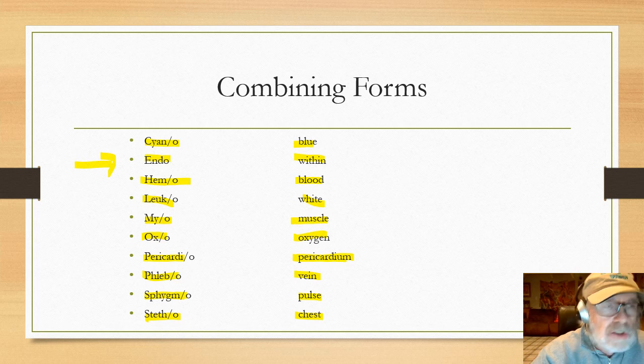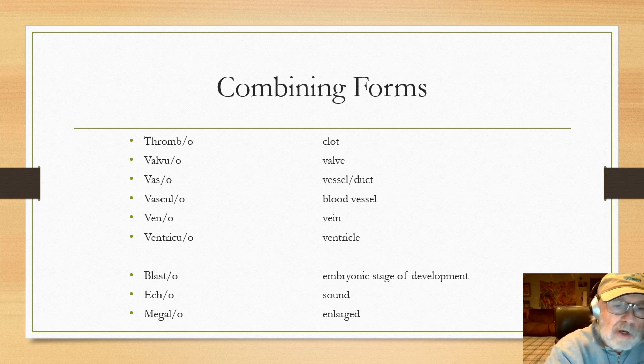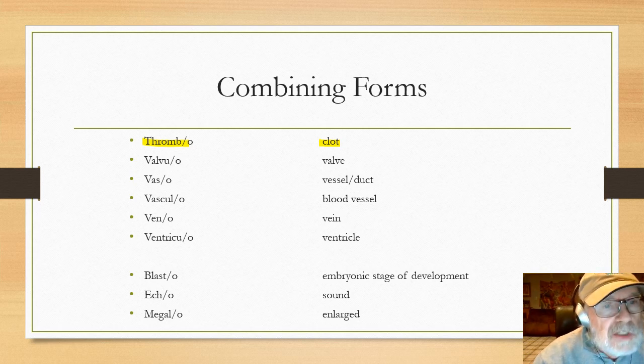Stetho means chest. What do you listen to the chest with? Oh, a stethoscope. Scope, an instrument to be able to listen or see, and stetho, chest. Okay, and that's where that comes in. A couple more combining forms here. Thrombo means clot. So when somebody has a thrombophlebitis, what happens? A clot forms in a vein because of an inflammation in that vein.